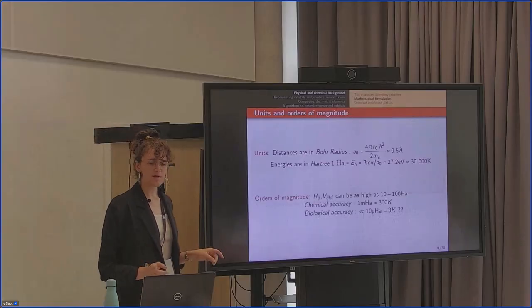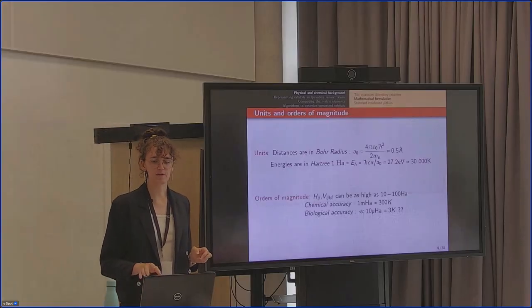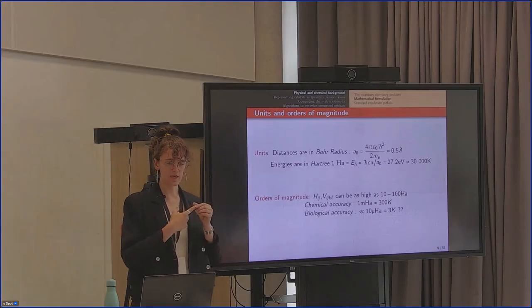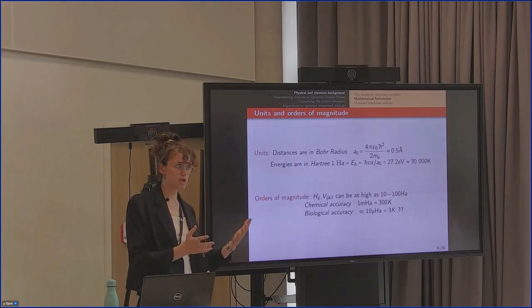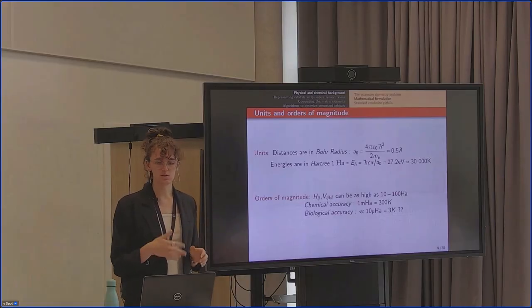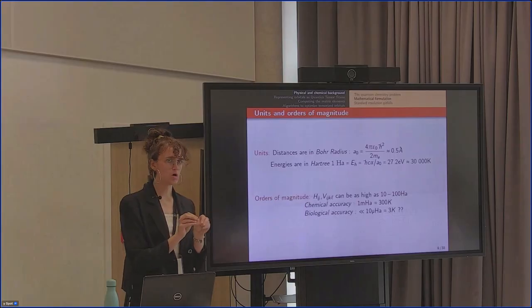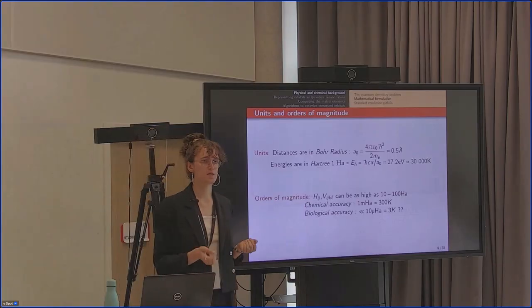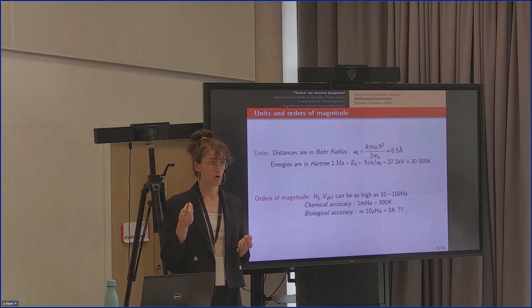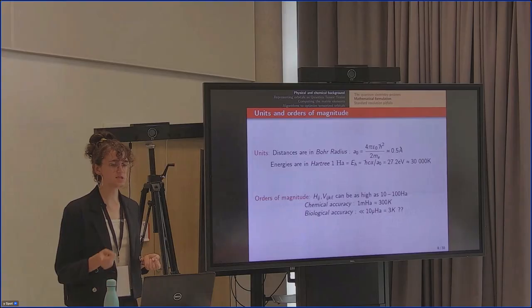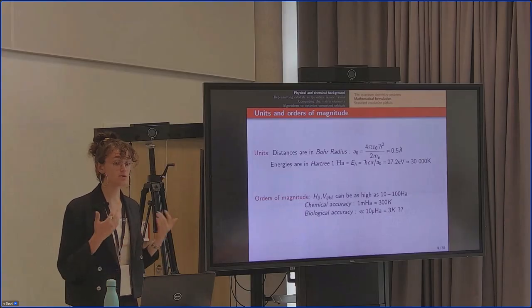maybe let me give a few orders of magnitude before. Okay, the orders of magnitude. We care about distances and energies because we have molecules. How are they placed? What distances? The standard distance is the Bohr radius, which is about half an angstrom. And the energies are in Hartree. Hartree is the order of magnitude of the energy of the hydrogen atom. But if you use more conventional units, it's 27 eV or 30,000 kelvins.